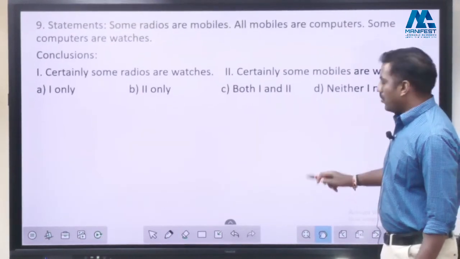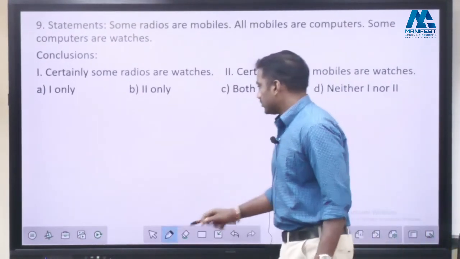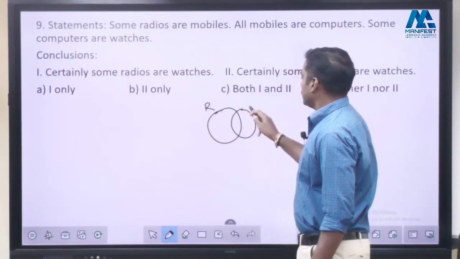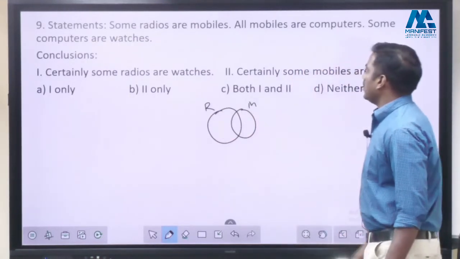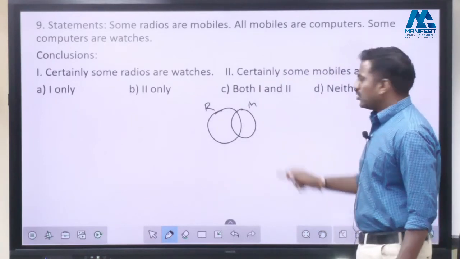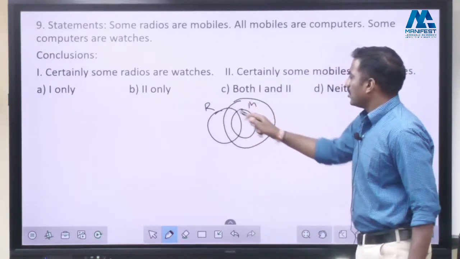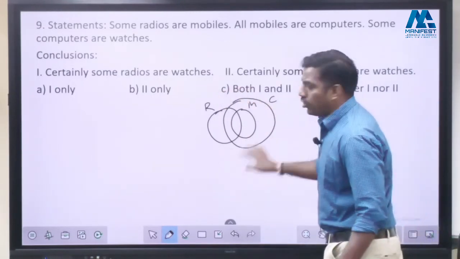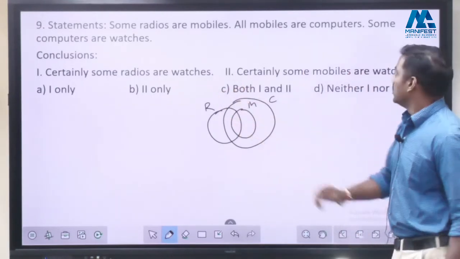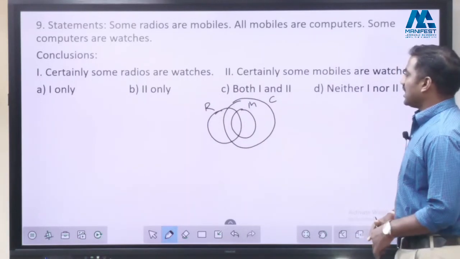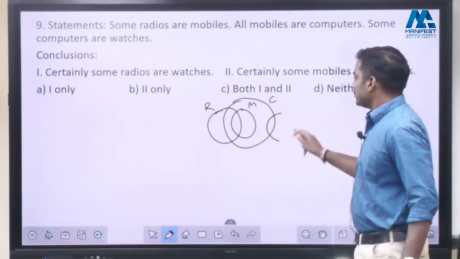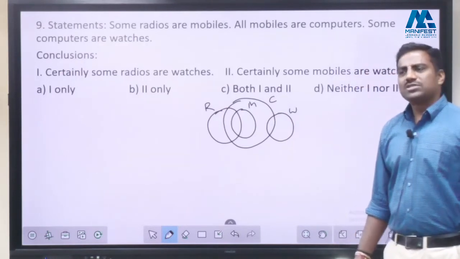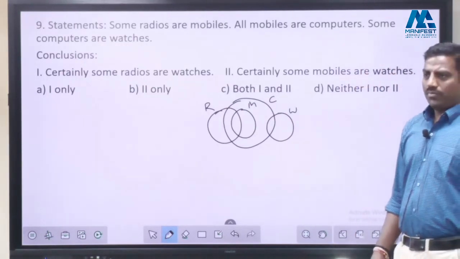Some radios are mobiles. All mobiles are computers. So, I'll write the diagram here only. All the mobiles are computers. I can put this computer over radio also. Not an issue. Then, some computers are watches. This is the most exclusive diagram I can draw.